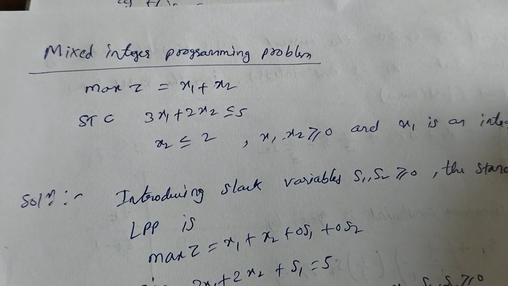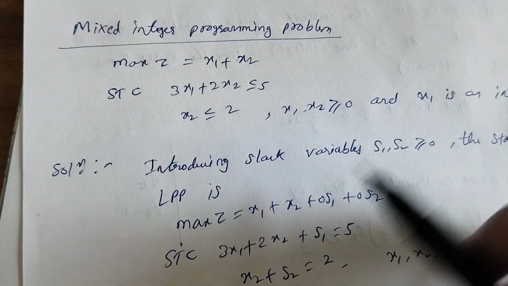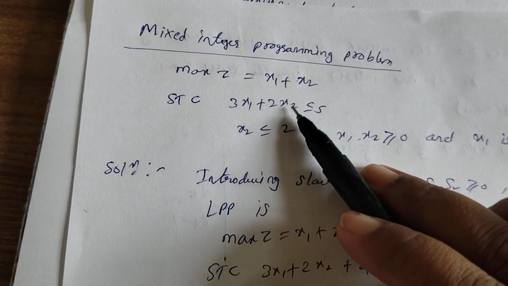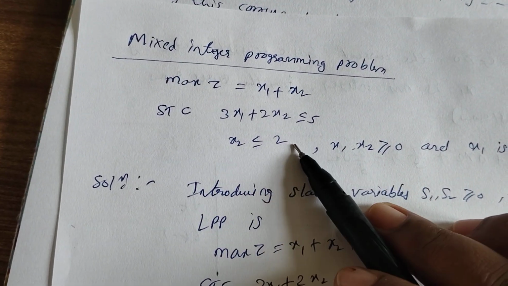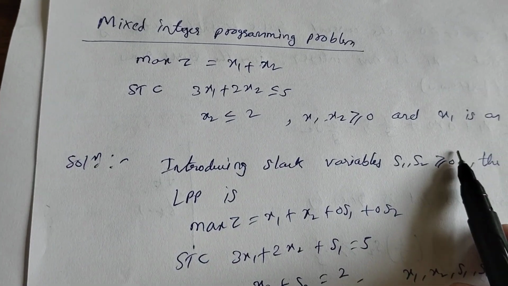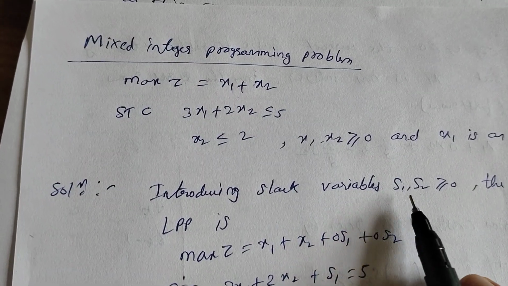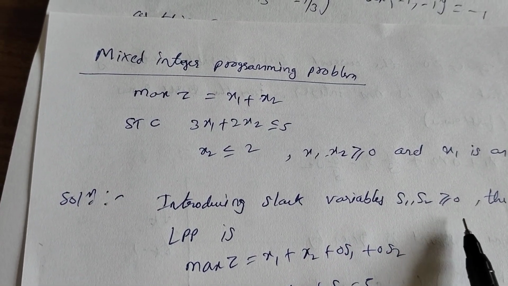Today we will study the mixed integer programming problem. The given LPP is: maximize z = x1 + x2 subject to the constraints, and x1 is an integer. Now introducing the two slack variables s1 and s2, which are greater than or equal to 0.